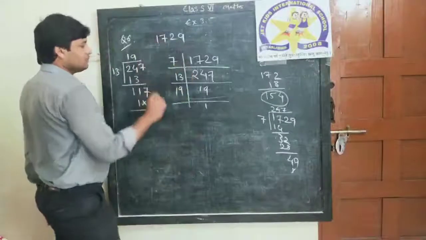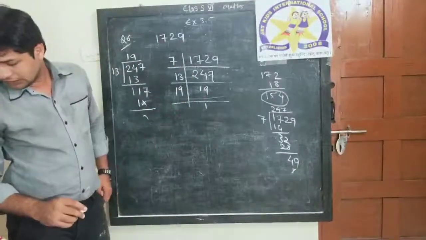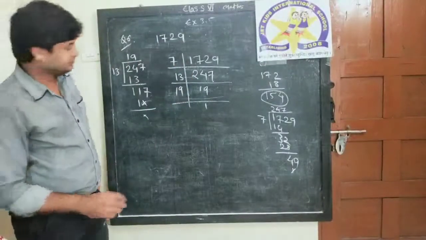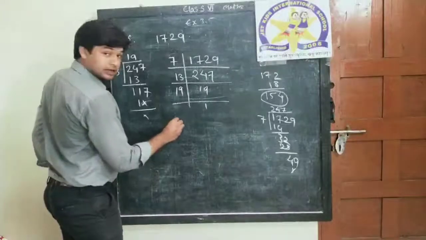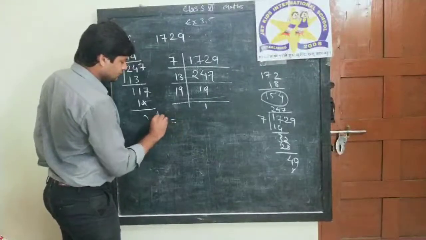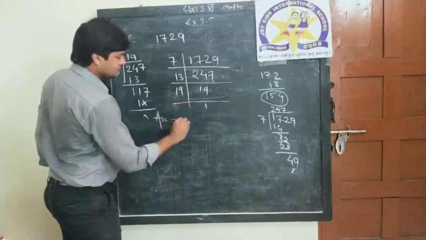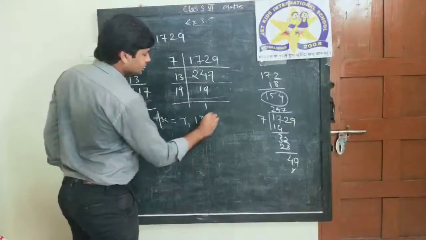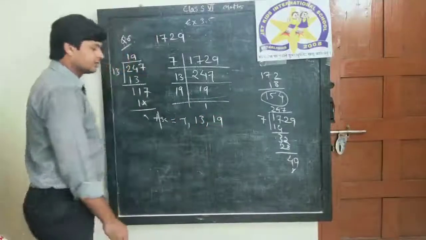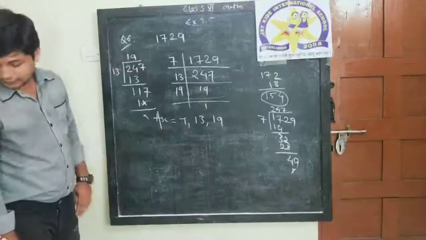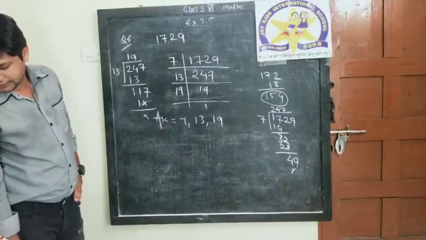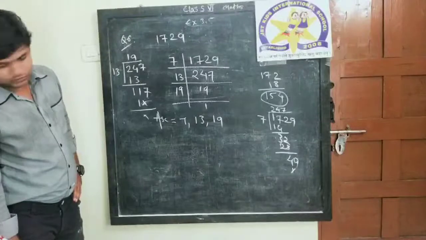So the question was, arrange them in ascending order. Okay, I am arranging in ascending order. Here ascending order, 7, 13 and 19. Clear? Then after, now state the relation between two consecutive prime numbers.